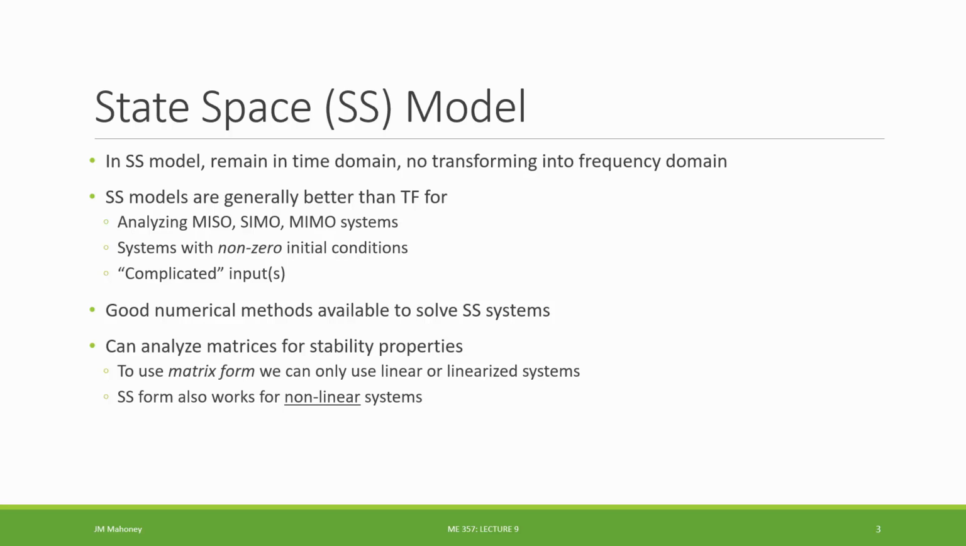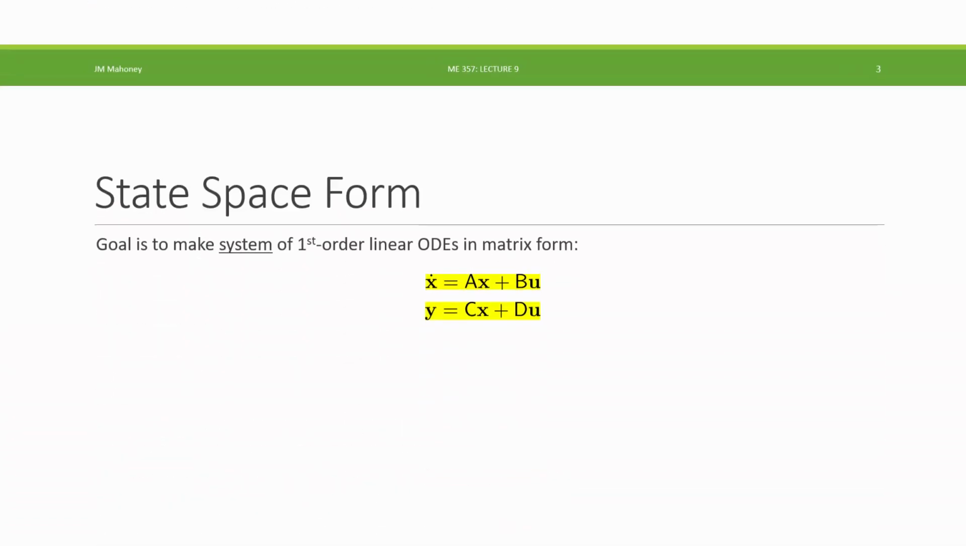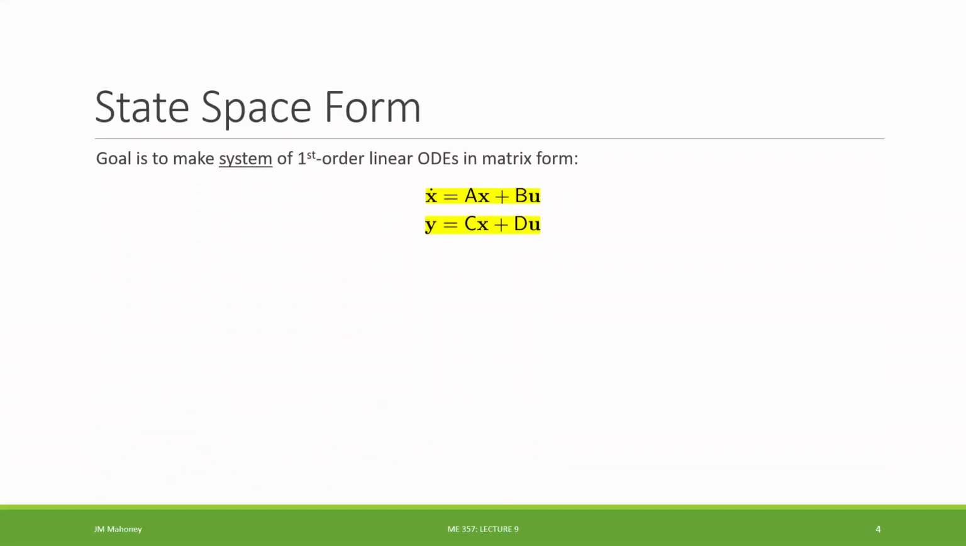So these are some advantages or reasons to use a state space model versus a transfer function. But what does the state space model actually look like? What are we trying to do? Well, we are going to take our ordinary differential equation, or a set of ordinary differential equations, and basically rewrite them first as a collection of first-order ordinary differential equations.